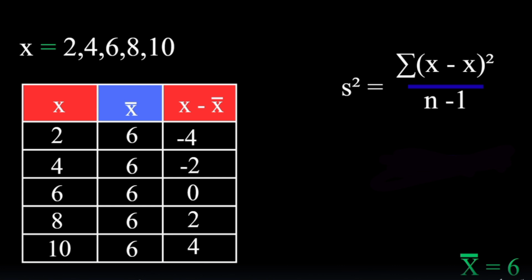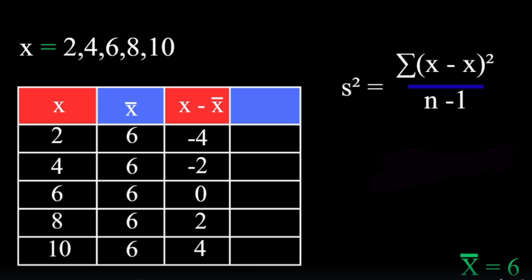Last, we need (x minus x bar) squared. So we add a column for (x minus x bar) squared. Now we have x minus x bar as negative 4. So we square it to get 16 as our first value. Then negative 2, we square it to get 4. 0 squared, that is 0. Then 2 squared, that is 4. And lastly, 4 squared, that gives us 16.